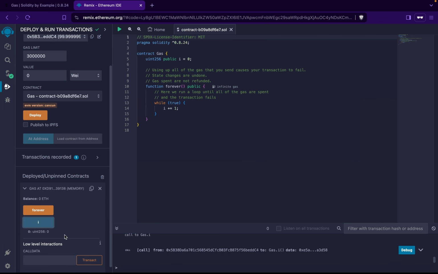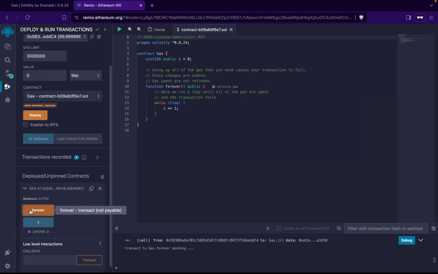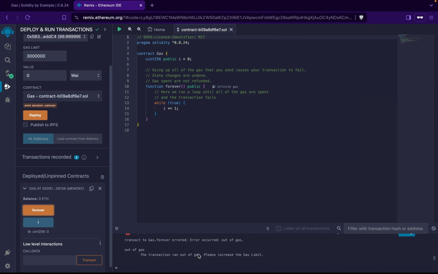So now we'll see that i is initialized to 0, and we'll call the function forever. We see that our transaction is pending here, which means the EVM is executing our transaction, and since it's an infinite loop, it goes on and on. And ultimately, the transaction ran out of gas, so it's asking us to increase the gas limit.